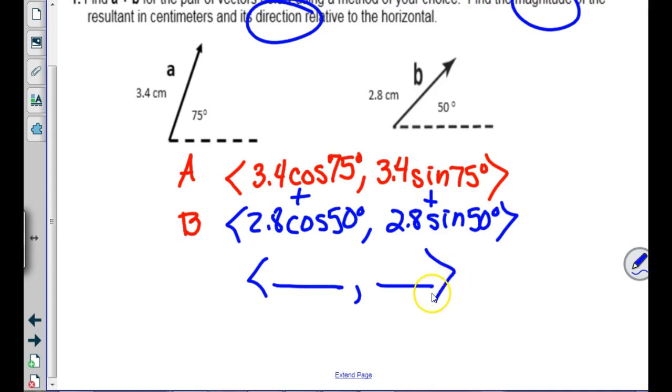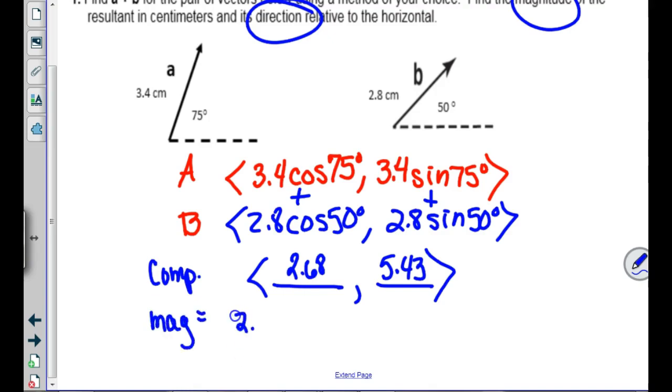Anybody get 2.68 for the first one? Anybody get 5.43 for the second one? Anybody not getting those? Okay, so there's the components. How do we find magnitude and direction? Pythagorean theorem always gives us magnitude.